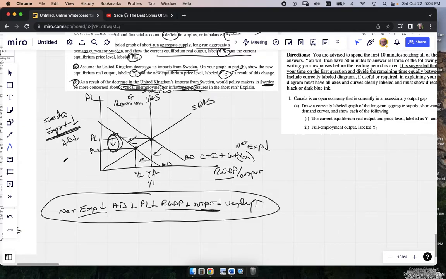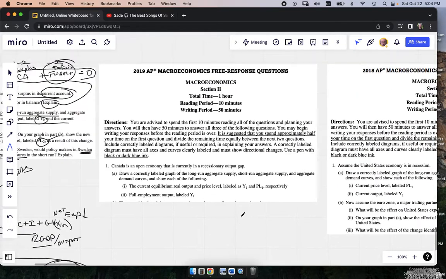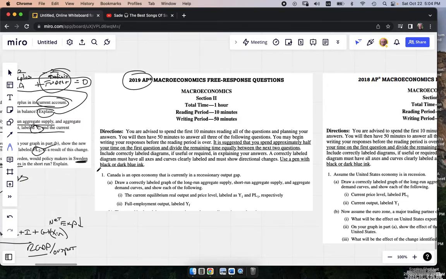If you know what's going on, they might say net exports went down. What happened to the price level? What happened to unemployment? If you know this, you can answer most of your multiple choice fairly quickly. So let's keep going with practice 2019.